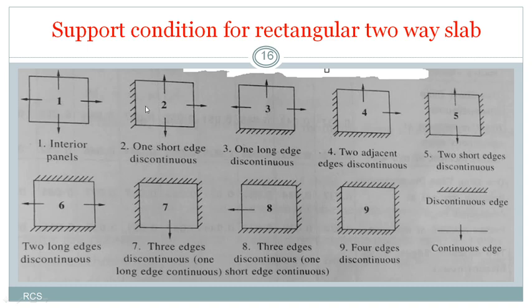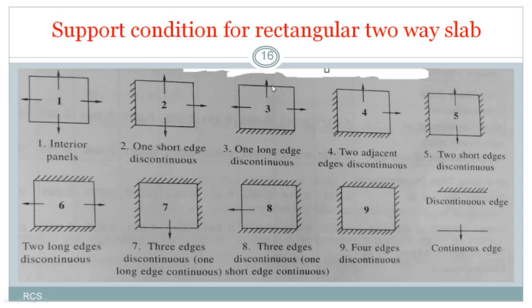See here number 2. What is the panel number 2? One short edge is discontinuous. One short edge is discontinuous, remaining one short edge and two long edges are continuous. Say here I am showing with the hatched line, this is a discontinuous short edge and these are continuous long edges and this is a continuous short edge on the other side. So this is panel number 2, that is one short edge is discontinuous.